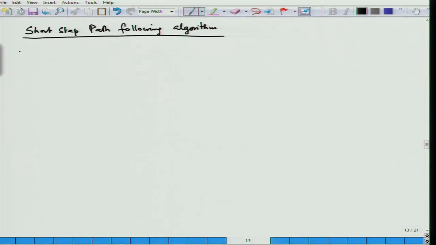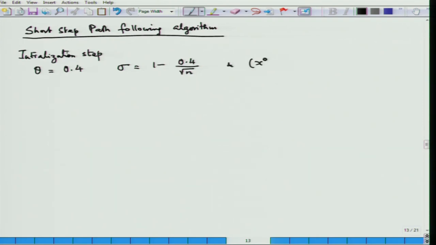Short step path following algorithm. So, initialization step. You will create the neighborhood N 2 theta, so that you force all the points there. That is, this sigma, the centering parameter, is 1. You will see these choices are helpful, because with these choices you can show that the whole algorithm is in polynomial time. And your starting point, x not, lambda not, s not, y not, has to be in the neighborhood; this guarantee has to be taken.